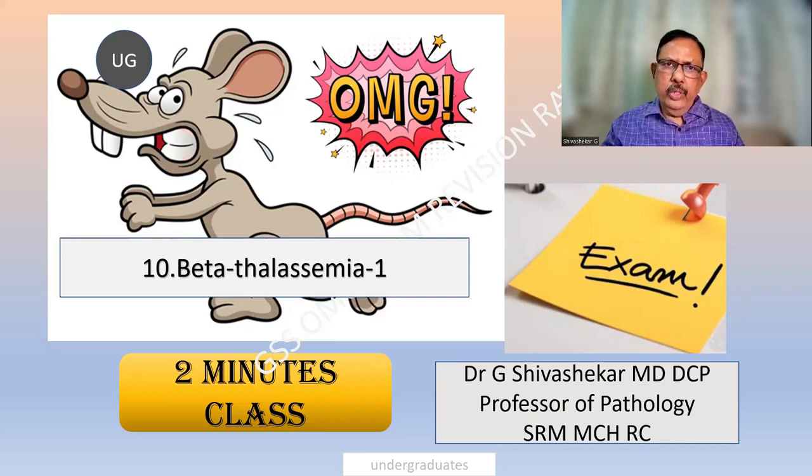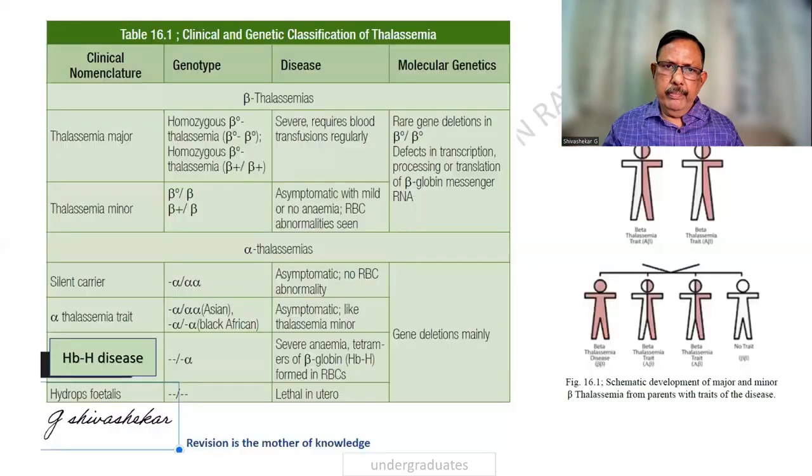Welcome to class number 10, Beta Thalassemia Part 1. This is the classification of thalassemia, both beta and alpha thalassemia. I would like you people to kindly learn this by heart.